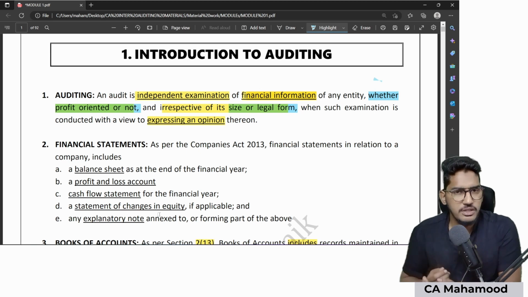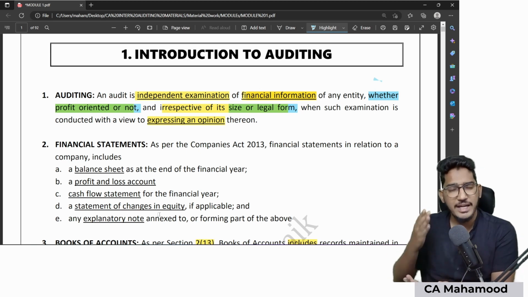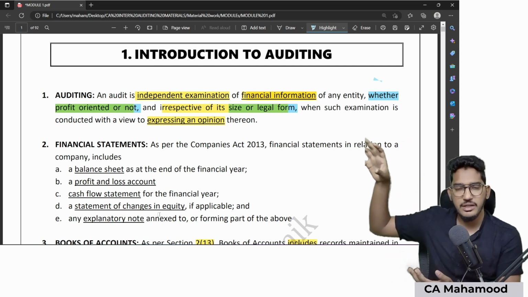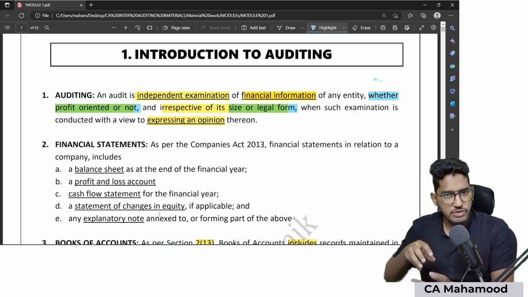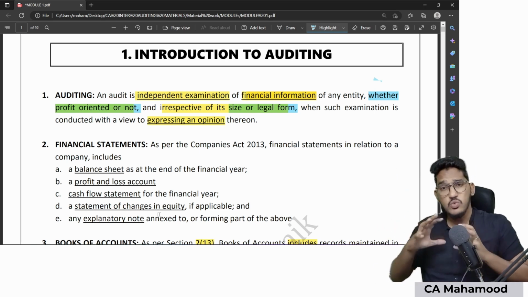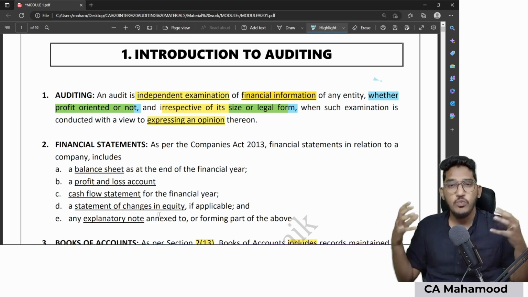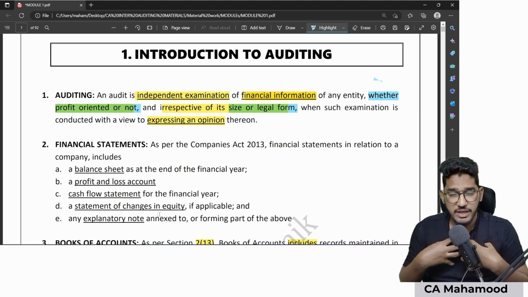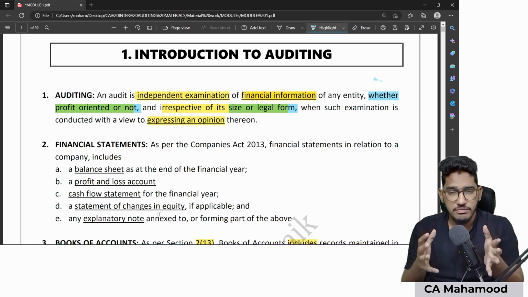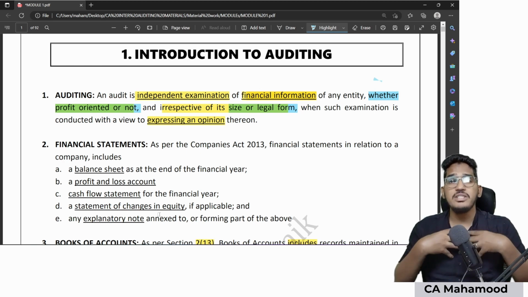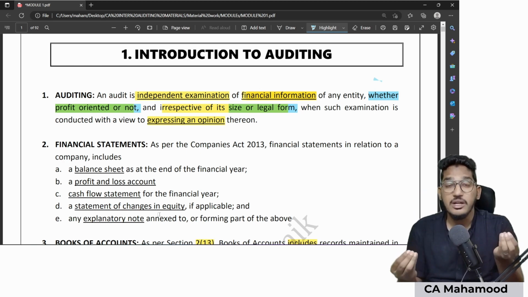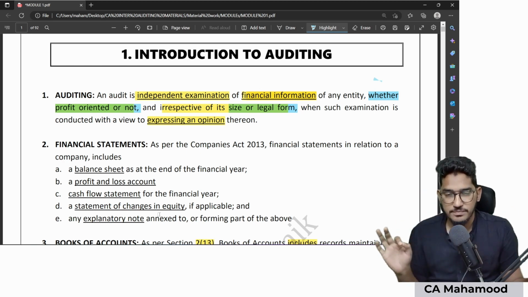Independently examine financial information. So whatever I do in Reliance Industries Limited, the same things I will do in the audit of this small company also. Just the volume of my work will be high. The volume of the transactions which I will be verifying is high. The volume of the books of accounts and financial statements will be high. The time which I spend will be high. That's it. Scope is not going to change.